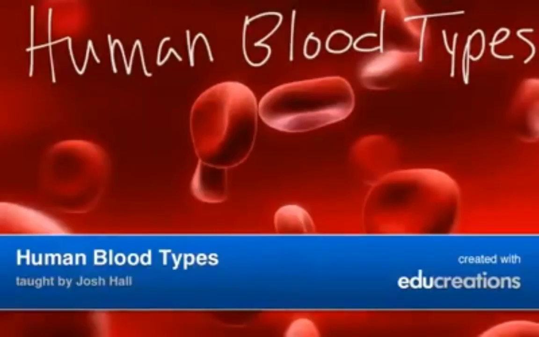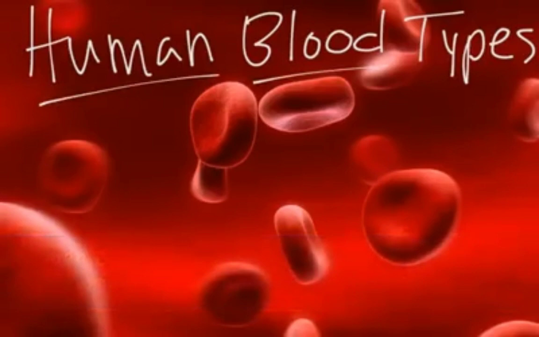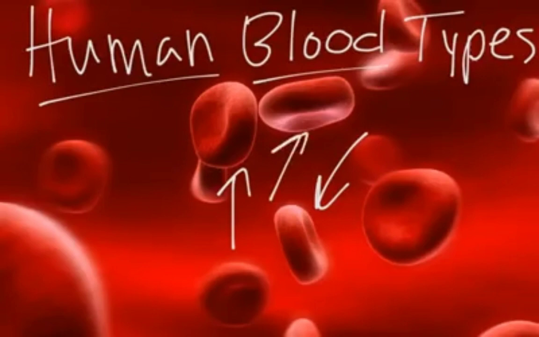In this episode, we're going to look at the genetics of human blood types. Now, the background for this video is actually a picture of what human blood looks like. Each one of these cells that you see is a red blood cell, or an erythrocyte, which is the proper name. So we're going to start by looking at the different types of human blood that we can have and what it means to be each type.